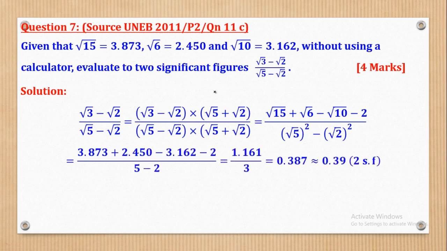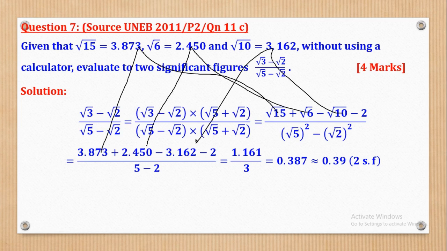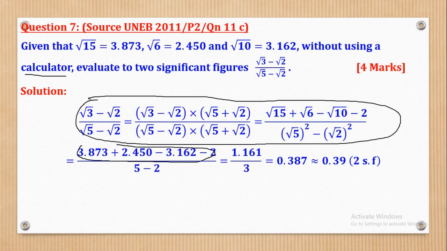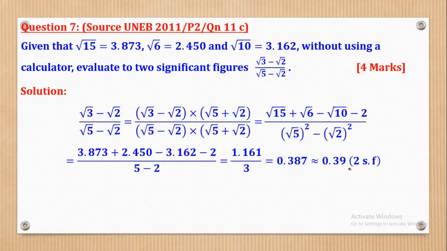So next is to remember that root 15 is this, so I'll come and substitute. Root 6 is this, so I'll come and substitute. Root 10 is this, so I'll come and substitute. Now from here, even if they said without using a calculator, you can use a calculator to add these ones. So why? Because when they say without using a calculator, they want to see this step of rationalizing. So after this step, each student is allowed to use a calculator. So when I use a calculator to add this, I'll come up with 1.161 over 3. Then use a calculator to divide, I'll come up with 0.387, which then I have to round off to 2 significant figures, which is 0.39. And that's what they wanted.